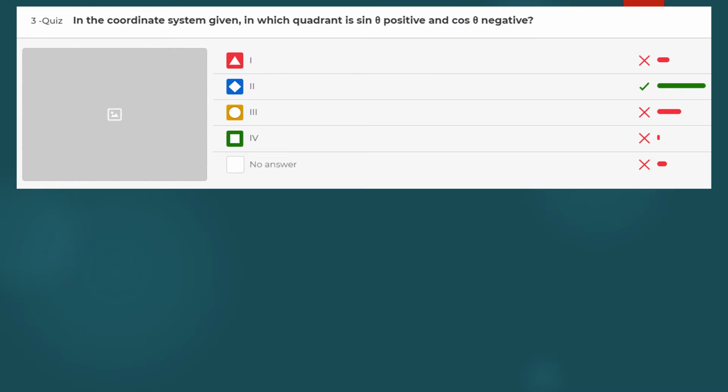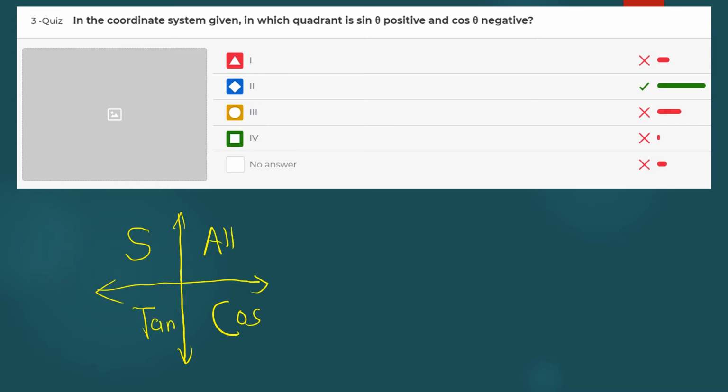Okay, so we have question number 3. In the coordinate system given, in which quadrant is sine positive and cosine negative? Okay, so in this particular item, you need to take note of the acronym ACTS. So you have A, C, T, S. This acronym stands for all, cosine, tangent, and sine.